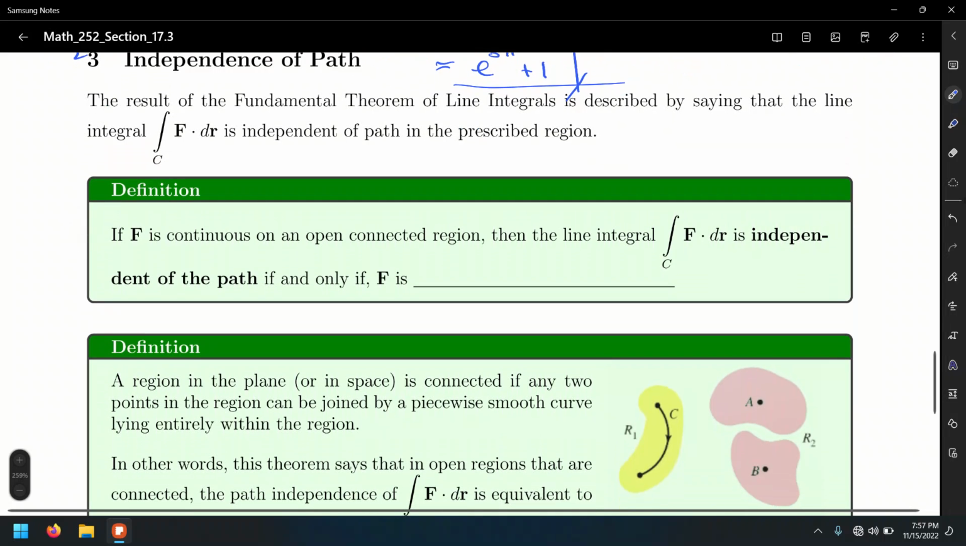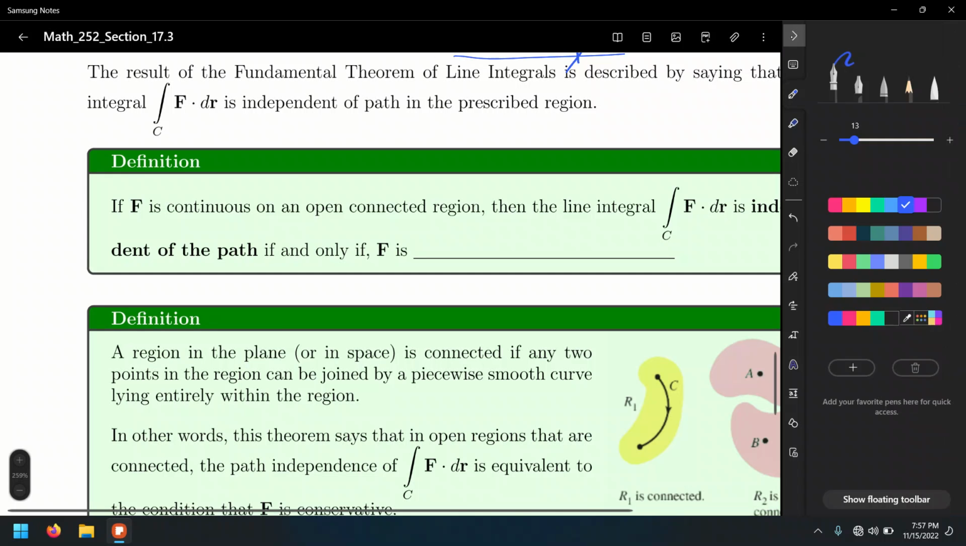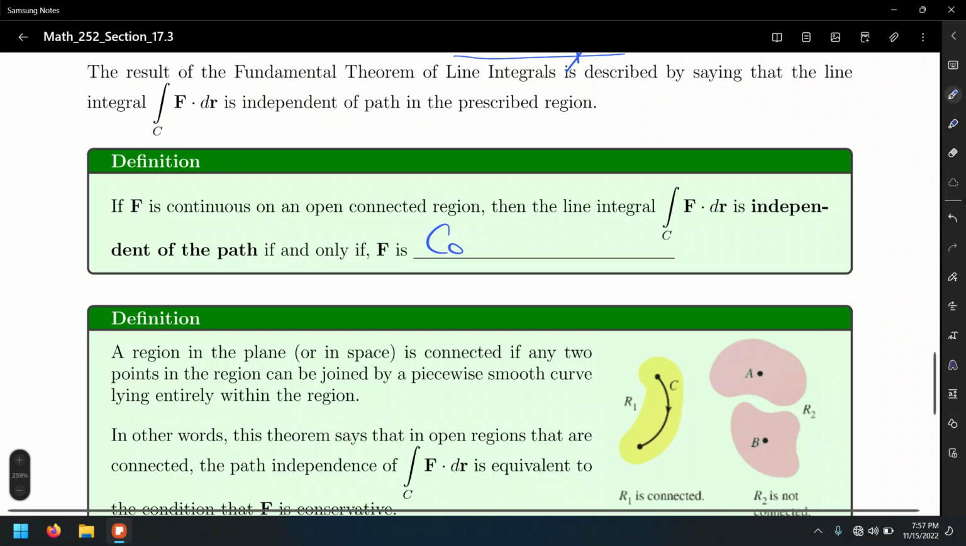Okay, so let's just formalize that thing we mentioned before. If f is continuous on an open connected region, then the line integral of f dr over C is independent of the path if and only if f is conservative.